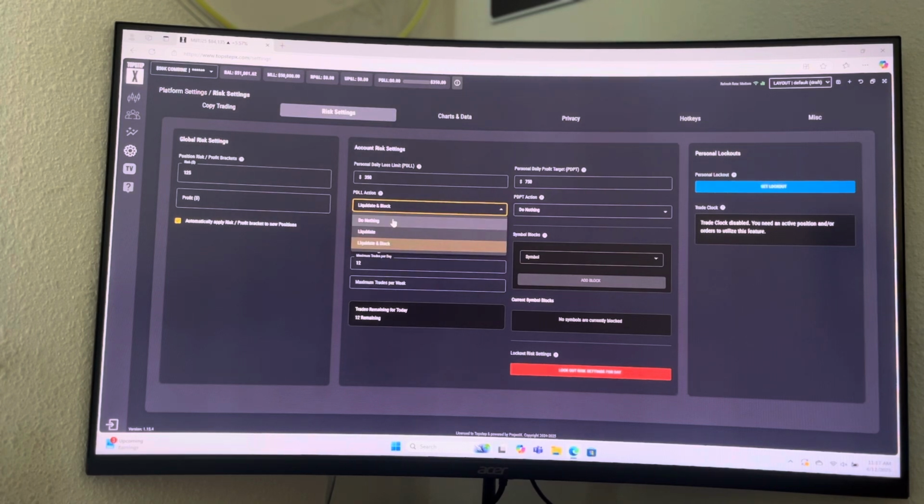You can have it do nothing, which doesn't help you at all. You can have it liquidate your position as soon as you hit your daily stop loss, or liquidate and block. This is the feature I prefer. As soon as I'm down that much on the day, it automatically closes my positions and blocks me from trading at all the rest of the day. My account will be locked out until the next trading day. So that helps you keep yourself from over trading, revenge trading, and going on tilt, okay? Awesome features here from the risk settings on TopStep X.